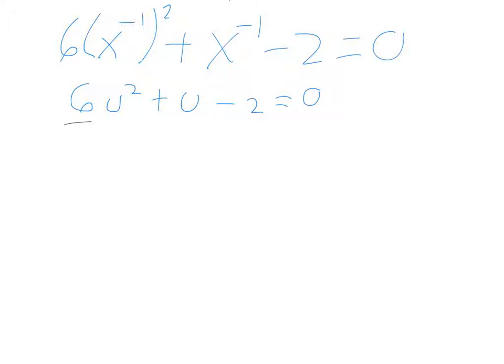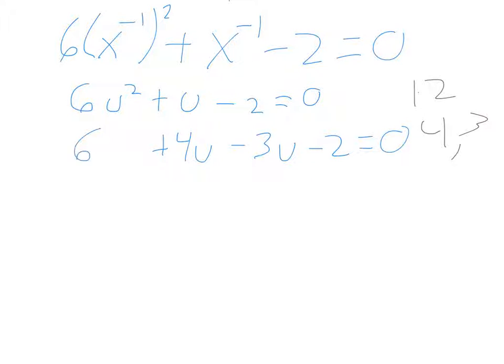We know, in case you've forgotten, we multiplied the leading coefficient and the constant together, so 6 times 2 is 12. We want the factors of 12 that subtract to give us this coefficient, which is 1. Those factors that subtract are 4 and 3. So, we rewrite this u term plus u as plus 4u, and then minus 3u, then minus 2, and then write your 6u squared.